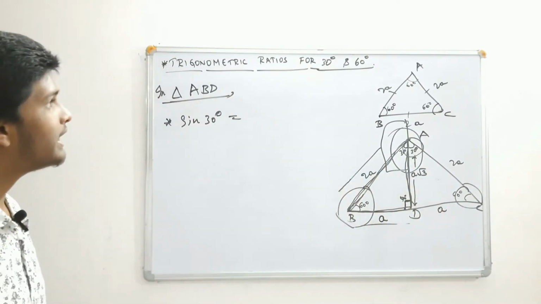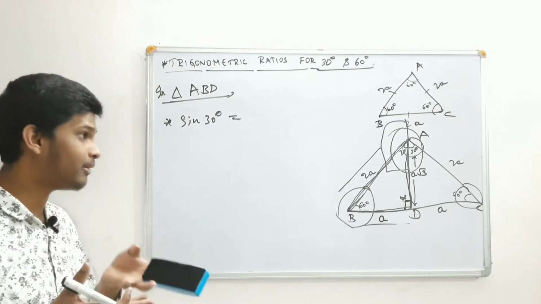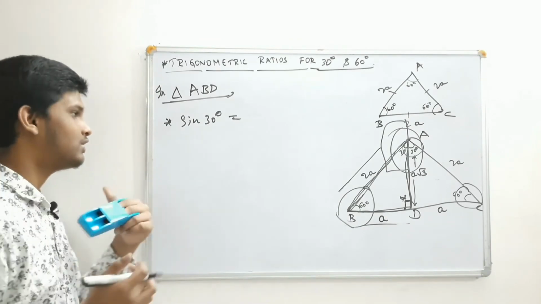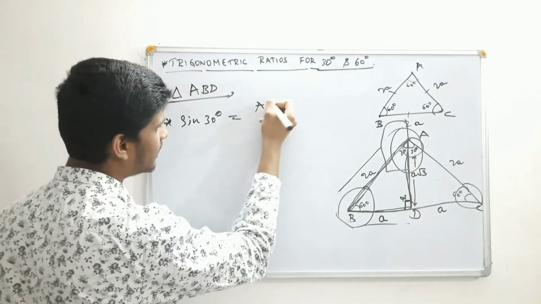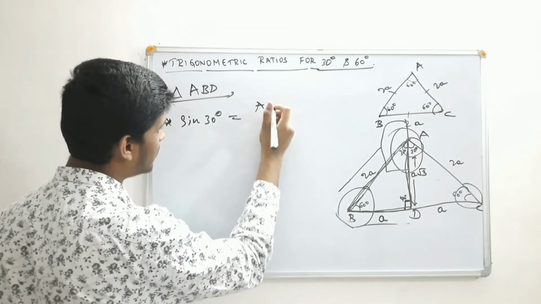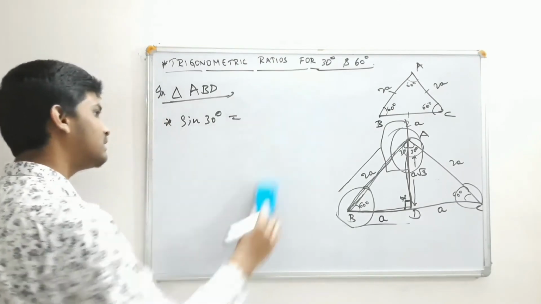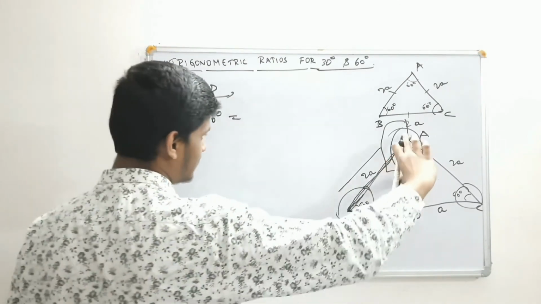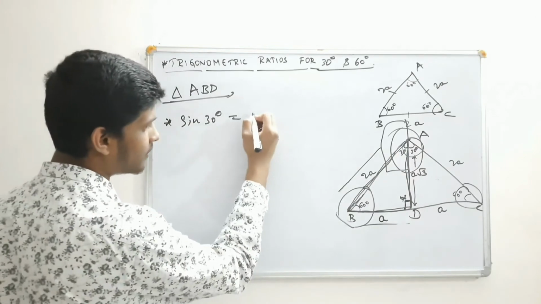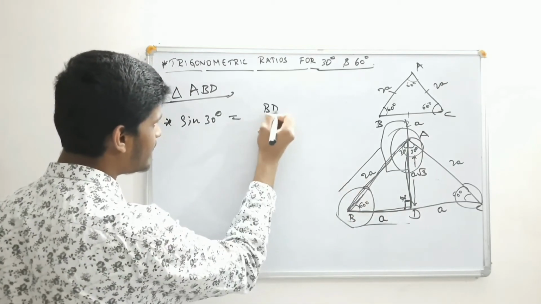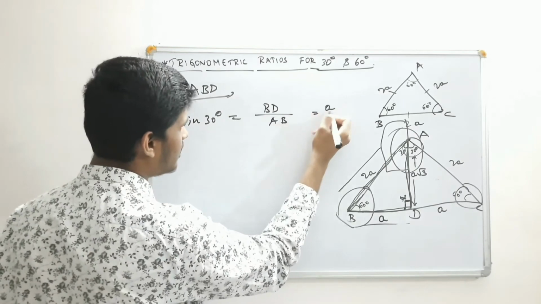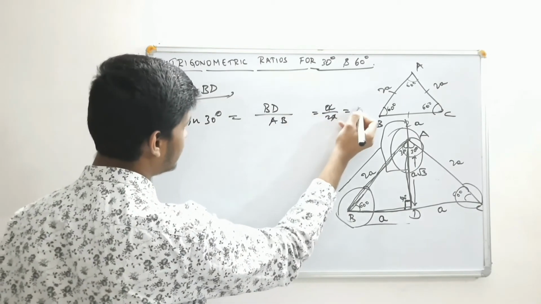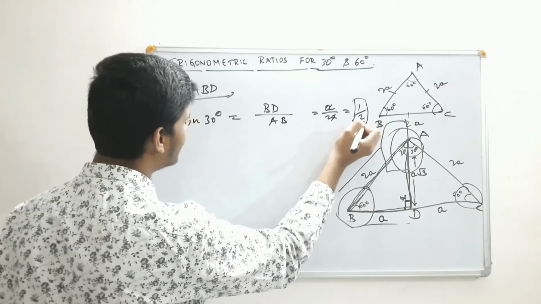So now for 30 degree we are finding, and this is the last angle we are covering for class 10. So sine 30 degree is, what is sine here, that is AD, no, we are considering this angle. So this is the opposite side, BD by AB, BD is A by 2A, A gets cancelled, 1 by 2.